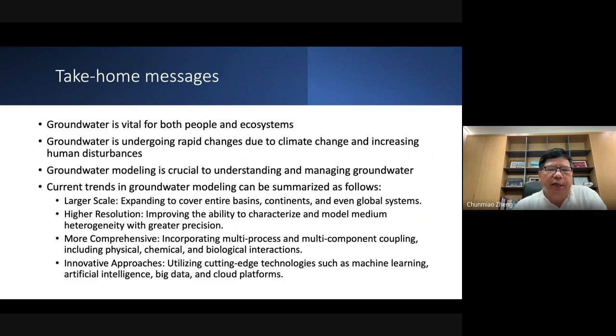And finally, innovative approaches. We now need to utilize new technologies such as machine learning, AI, big data, and cloud platforms. For these global and continental scales, tools such as Google Earth could become very handy, very useful.